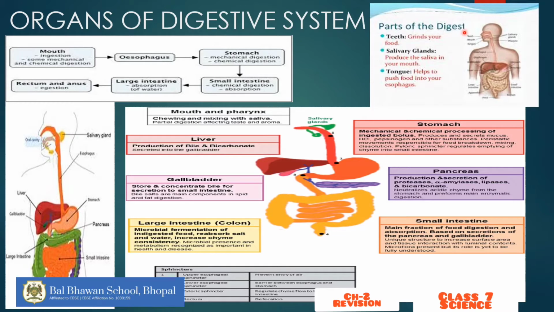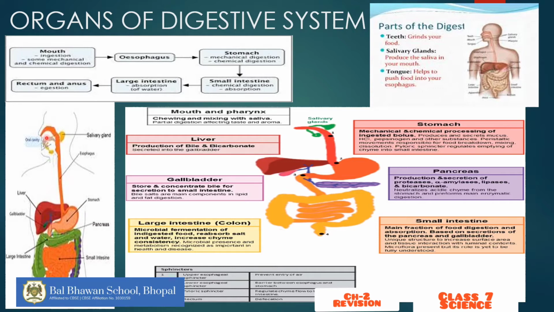Now coming to the parts of the digestive system, the mouth and pharynx. The mouth, you all know, is the first organ of the digestive system, and this contains teeth, salivary glands and the tongue. The food is chewed by the teeth, then it is mixed with the saliva produced from the salivary glands. The tongue mixes this saliva with the food, and then the food is pushed into the next organ, which is called the esophagus. The esophagus is a tube-like structure which connects the mouth to the stomach.